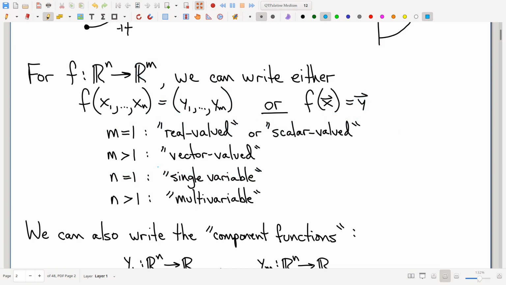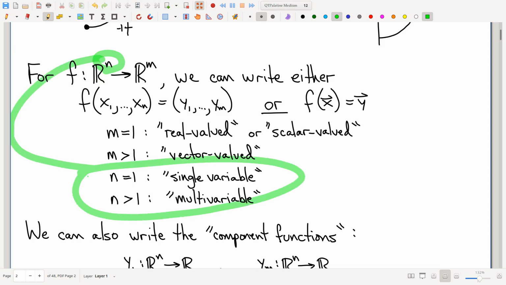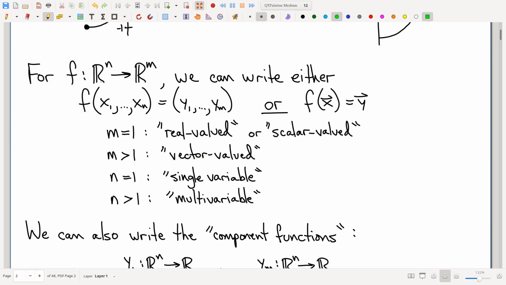Likewise, the number of inputs, we refer to the inputs as variables. Keep in mind, sometimes we talk about input variables, output variables, but in this context, variable is a reference to the input variables. And again, it could be single variable if there's one input, could be multivariable if there's more than one input.